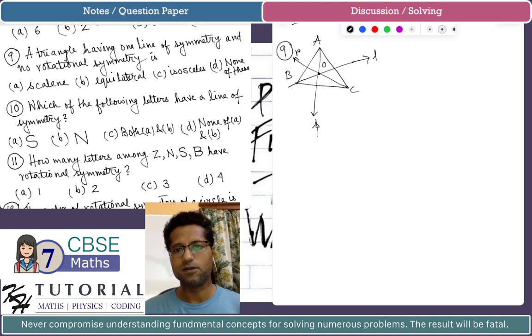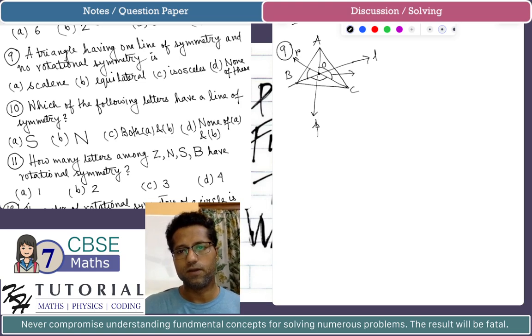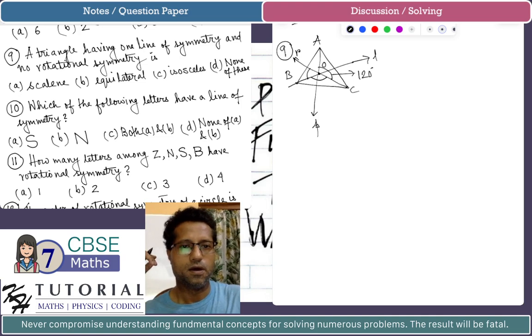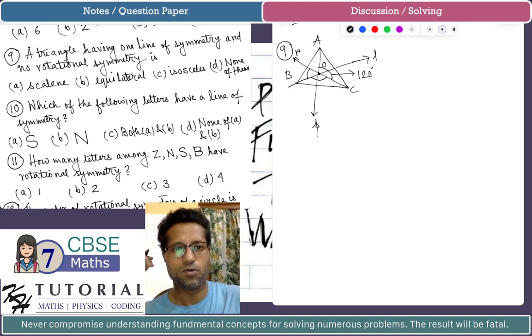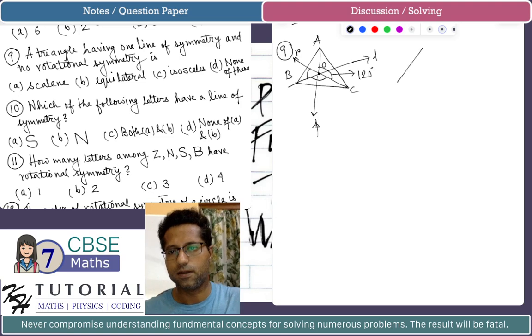So the angle between two lines of symmetry is 120 degree. That is, this angle is equal to this angle and this angle, each equal to 120 degree. So an equilateral triangle has 3 lines of symmetry, and its order of rotational symmetry is 3. Now, what is the question? A triangle having 1 line of symmetry and no rotational symmetry. Now, that is only an isosceles triangle.